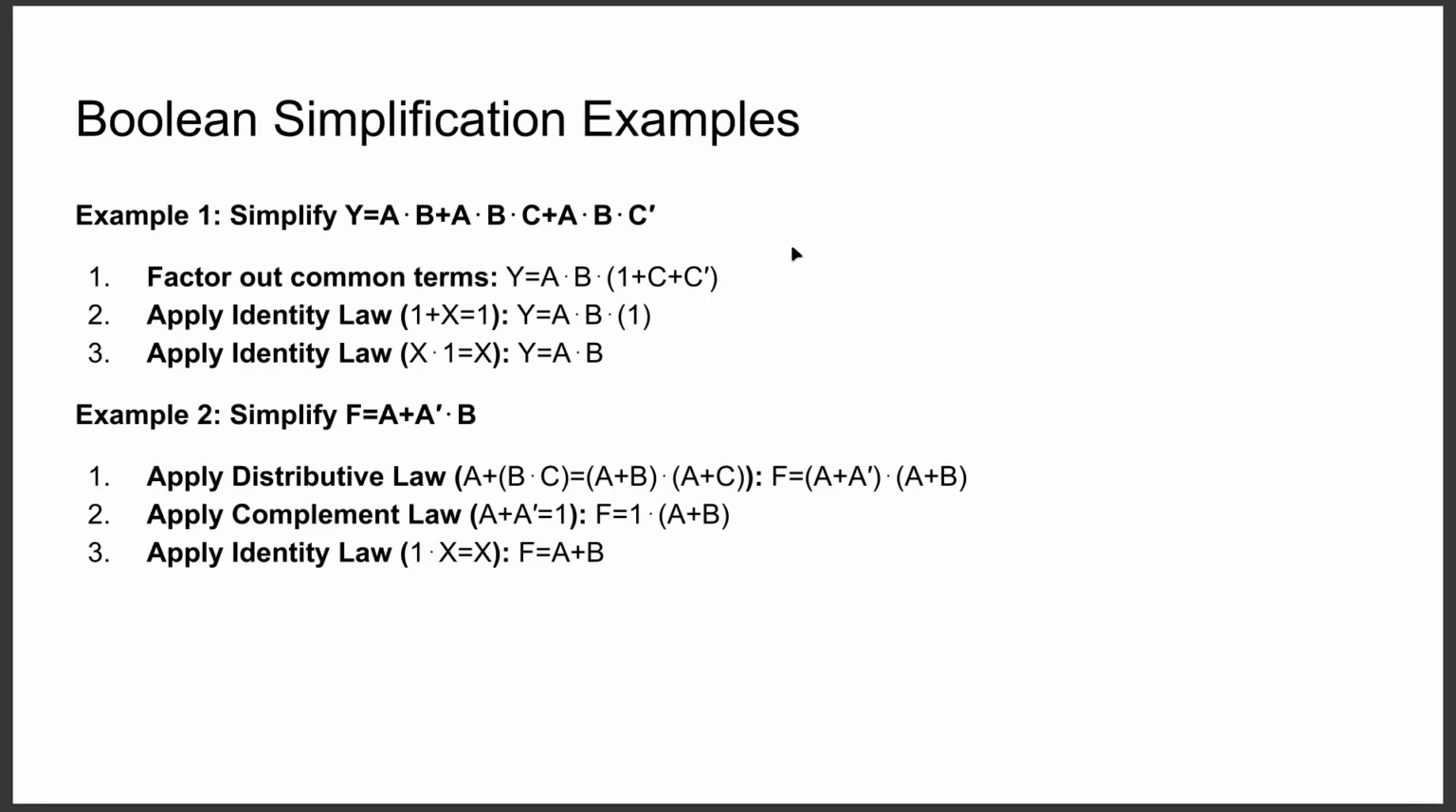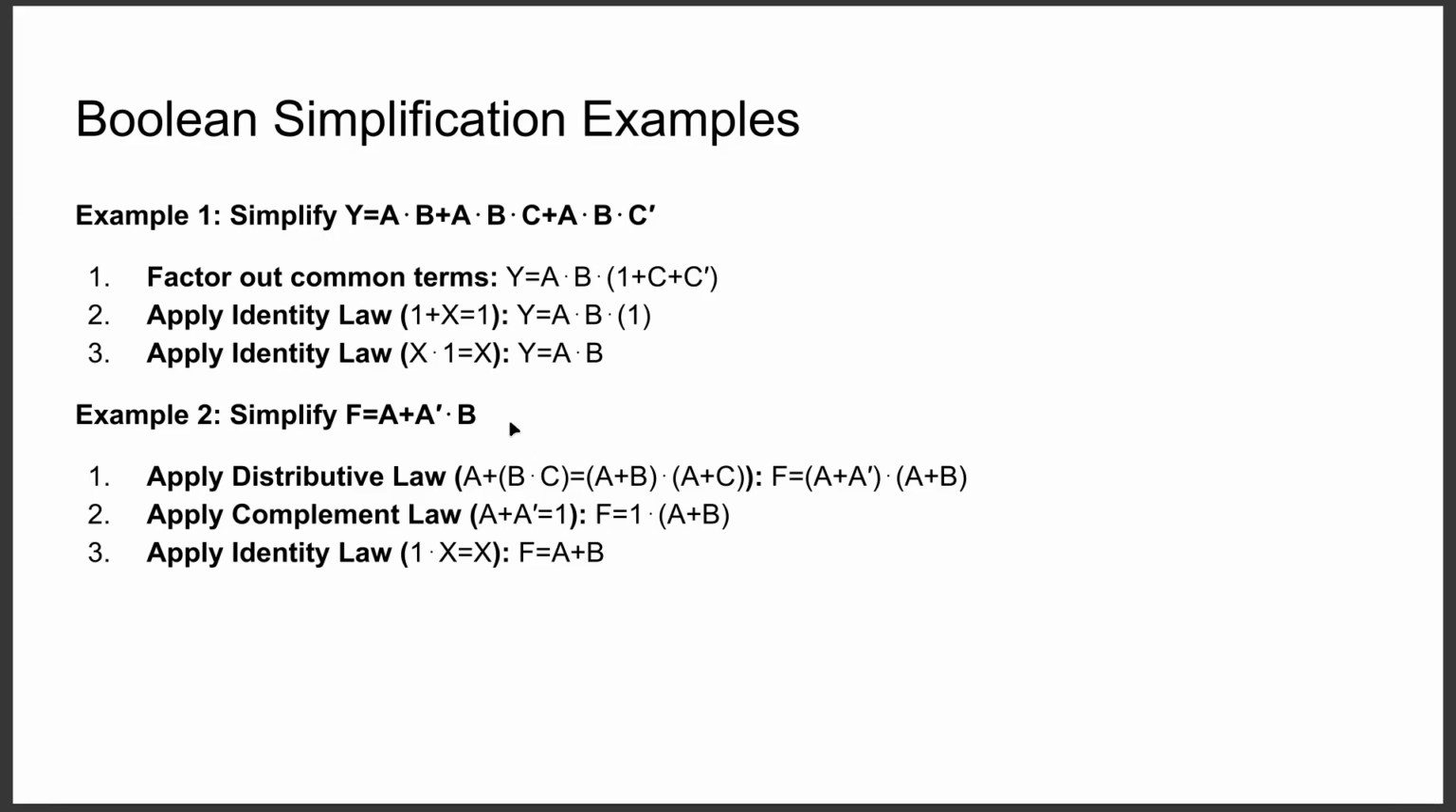So let's look at some basic simplification examples. Example 1: simplify Y equals A or (A and B) or (A and B and C) or (A and B and C prime). Factor out the common terms. So we get Y is equal to A and B and (1 or C prime). Apply the identity law. So we get Y is equal to A and B and 1. And applying another identity law, we get Y is equal to A and B.